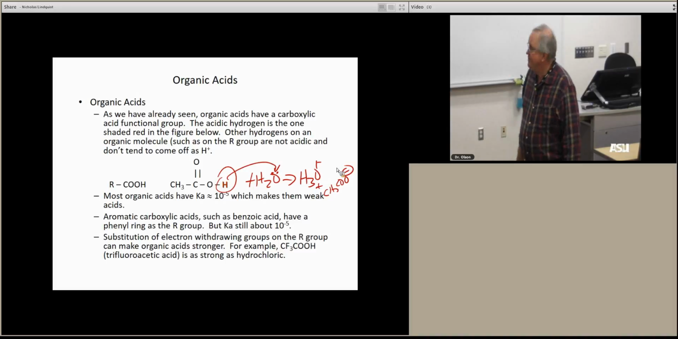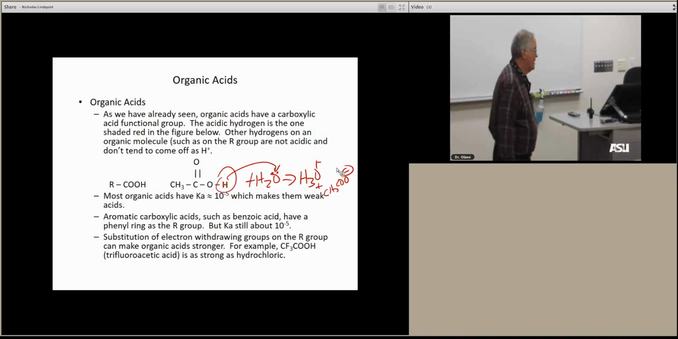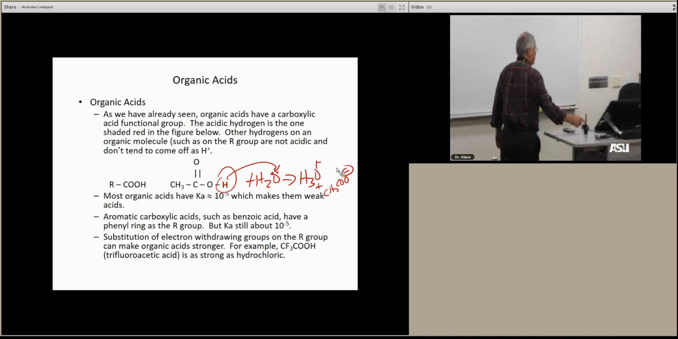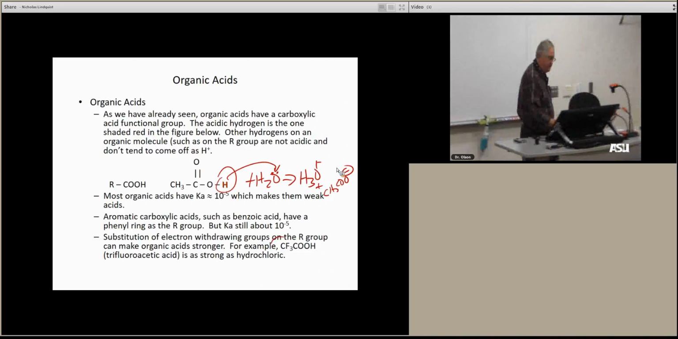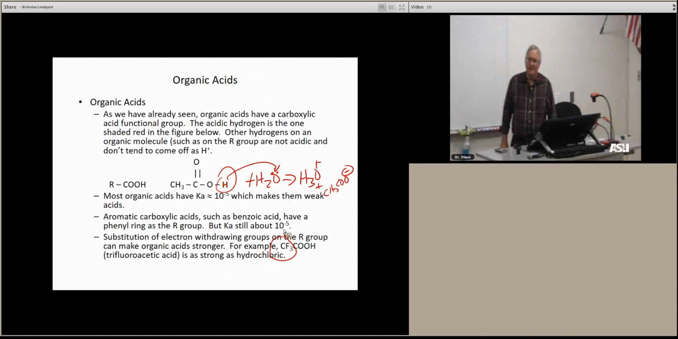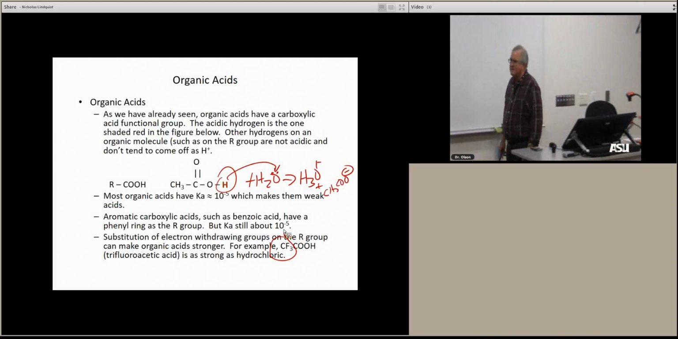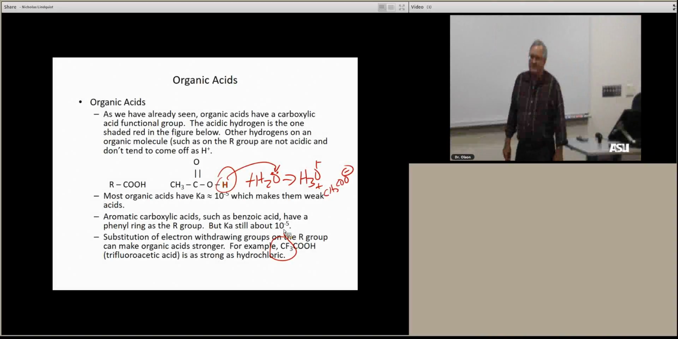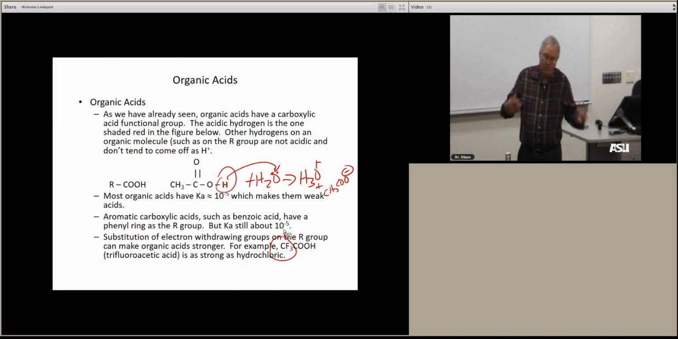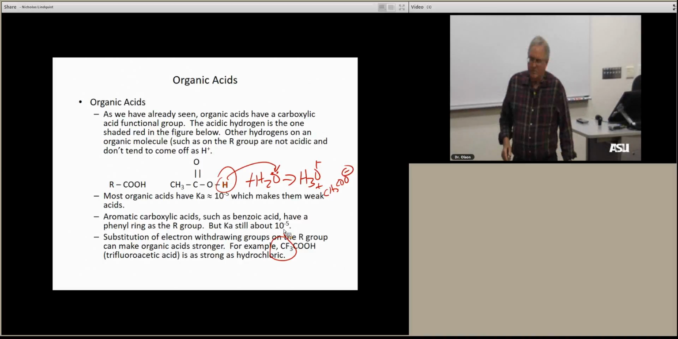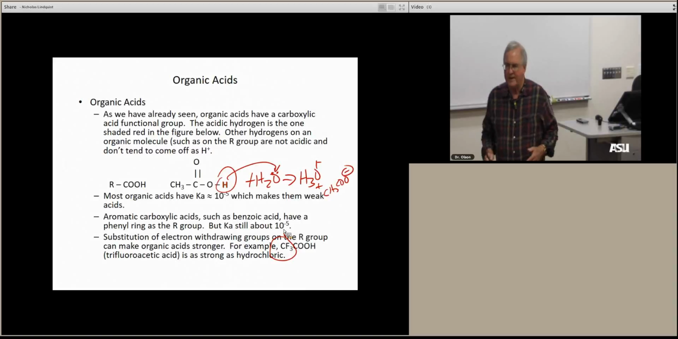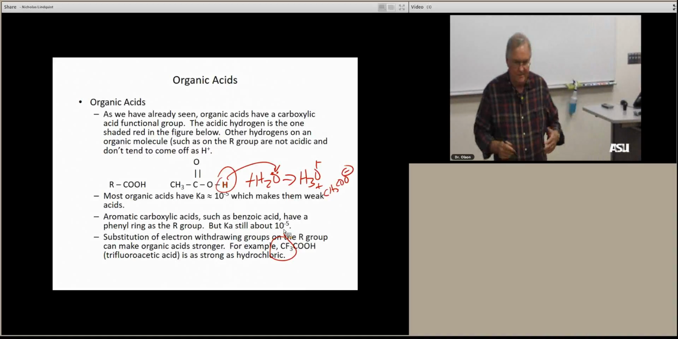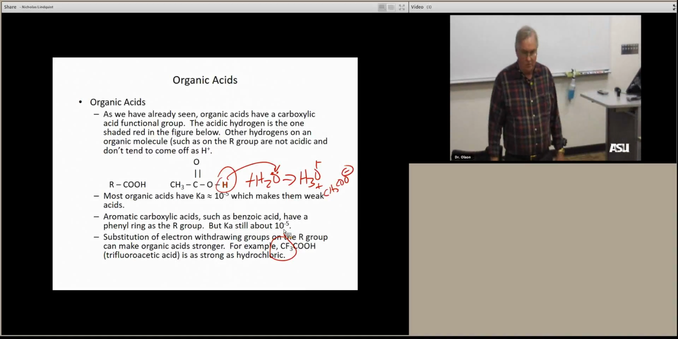Now, you can put what are called electron withdrawing groups. So notice here that instead of having CH3, I have CF3. This is called trifluoroacetic acid or trichloroacetic acid. Remember that fluorine and chlorine both have very high electronegativities. They tend to pull electrons towards themselves, right? And so we call these electron withdrawing groups. That means they tend to pull electrons towards themselves.